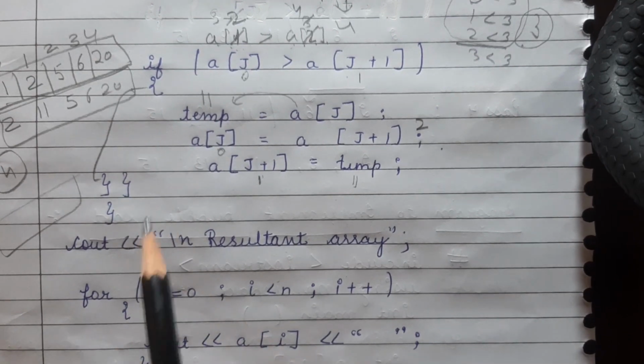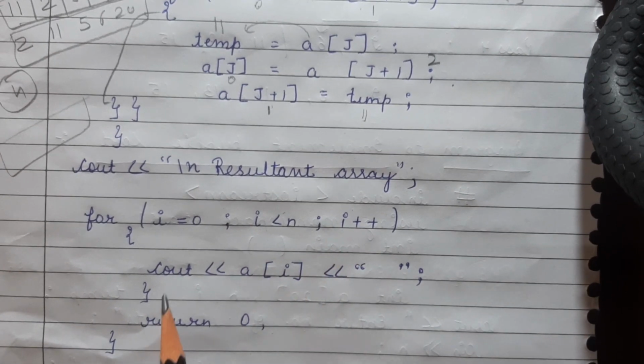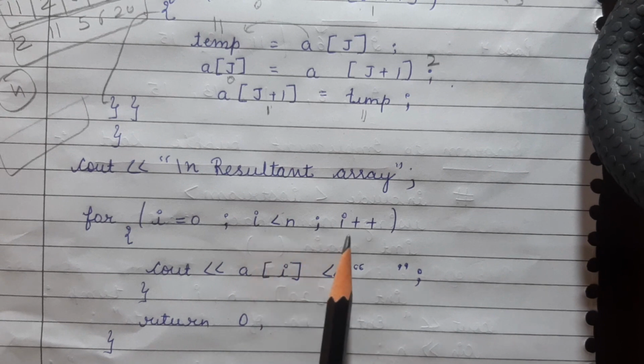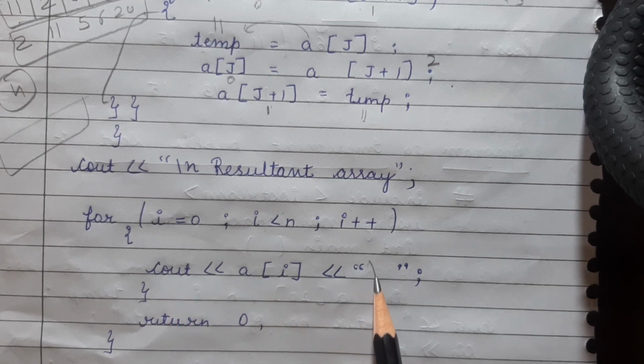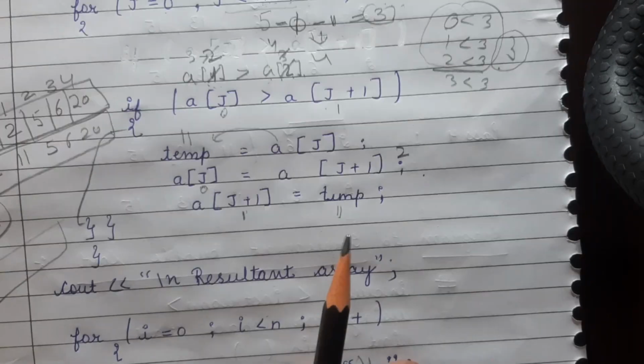after completing both loops, we display the values of the resulting array. So i starts from 0, i less than n, i plus plus, I simply implement the loop for displaying the array elements. I write the cout object for displaying the value. I write here a of i, and \t is used for the tab space, and elements are displayed on the output screen separated by the tab space. So this is all about the bubble sort.